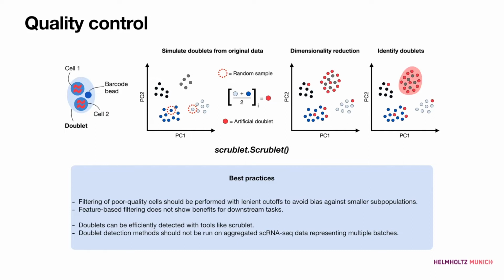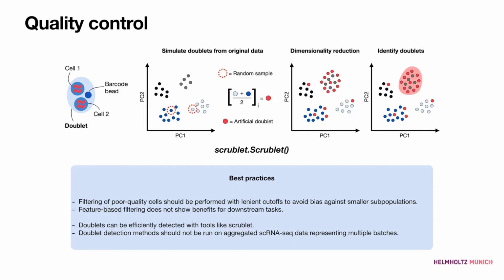But there are, of course, other doublet detection methods. I'm actually not sure if there are a lot of benchmarks for this, but there are a lot of different methods. I also use scRNA essentially, but again, there are many different ones. Which one is the best might also depend on your data.